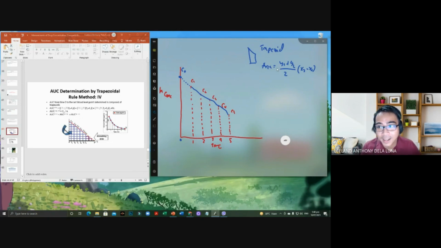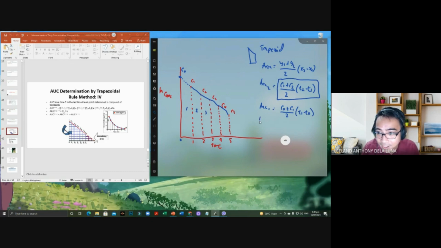Now, class, since I'm dealing with concentrations and time here, let's change the values. Instead of y, we write C1 plus C2 over 2 times T2 minus T1. So that in itself already computes the area of one trapezoid. Here's C1 plus C2, so that is the area of the second trapezoid, area 2. For area 1, what should my formula be? That would be C0 plus C1 over 2 times T1 minus T sub 0. So this is my area 1.